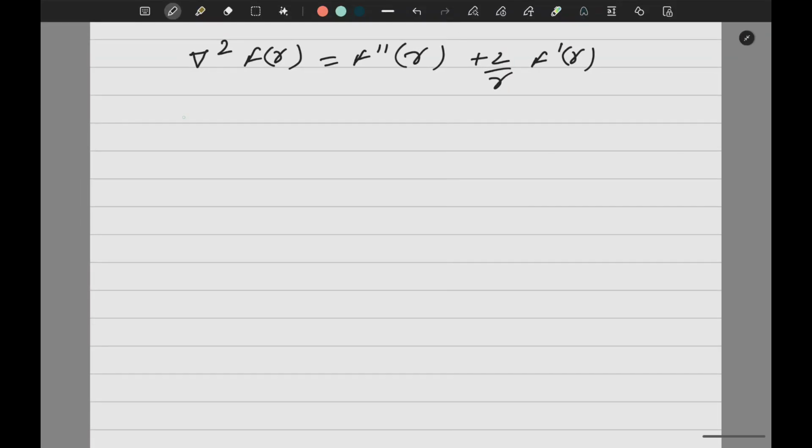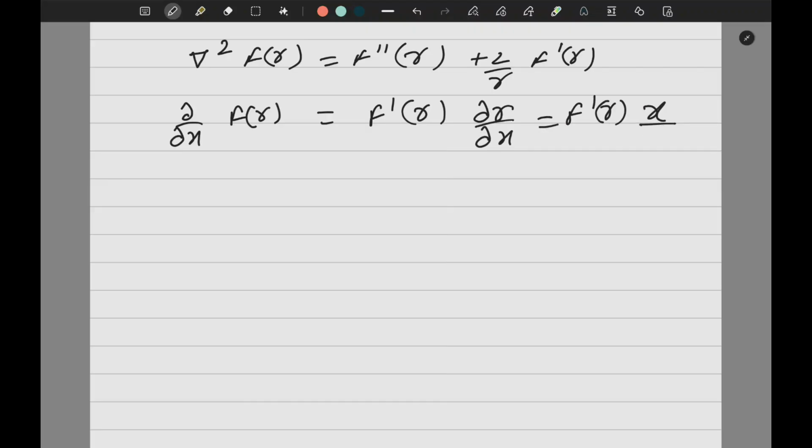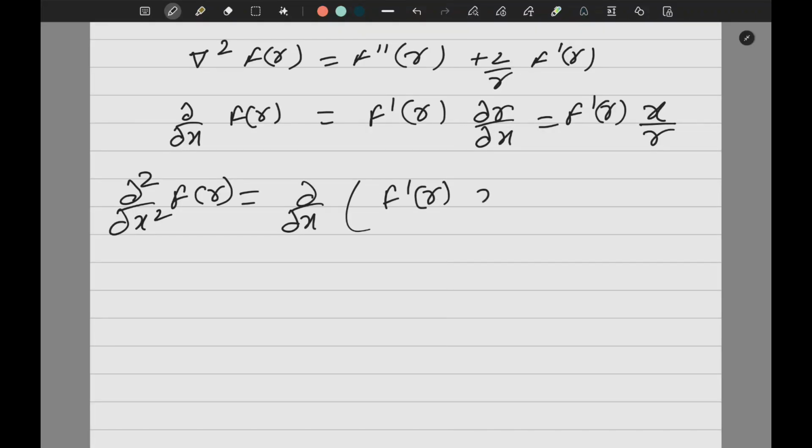Now again the same thing. First I'll do dou by dou x of f r. So this will become f dash r dou r by dou x. This is f dash r x by r. Correct? Now when I am doing dou 2 upon dou x square of f r, this will be dou by dou x of f dash r and x by r. Right? So now you have to apply the product rule in this too, and when you will be differentiating this, you will have to apply the quotient rule as well.